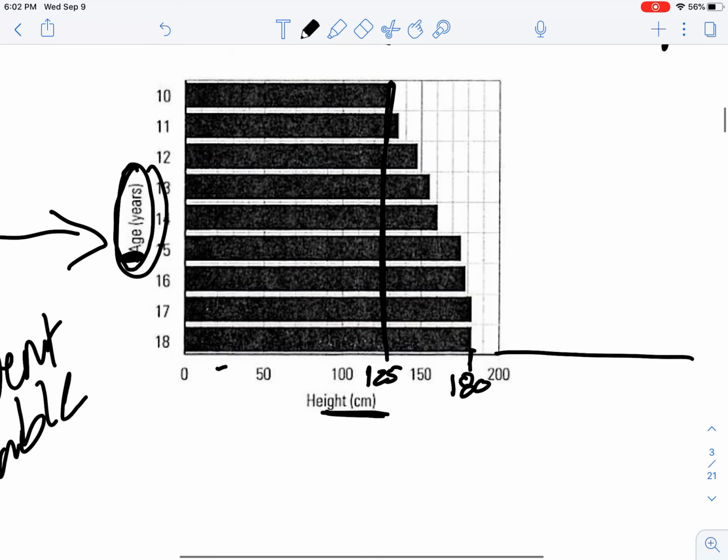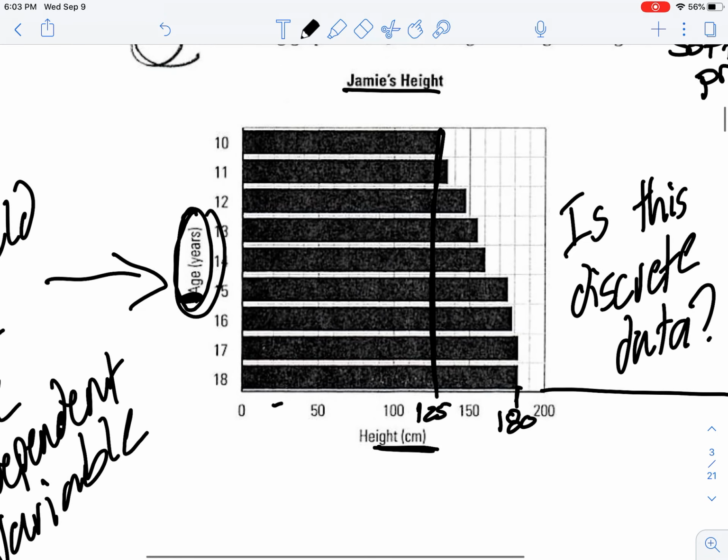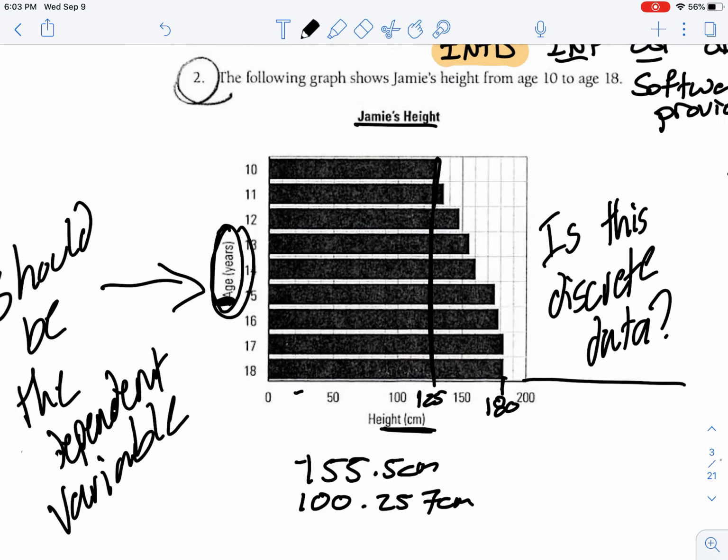Lastly, what do I notice? Can you be between 150 and 200 centimeters tall? You absolutely can. Is this really discrete data? Okay. Recall what discrete data means. Discrete data means you can't have fractions or portions of what you're talking about. But we absolutely can. We can be 155.5 centimeters tall. We could be 100.257 centimeters tall for sure.